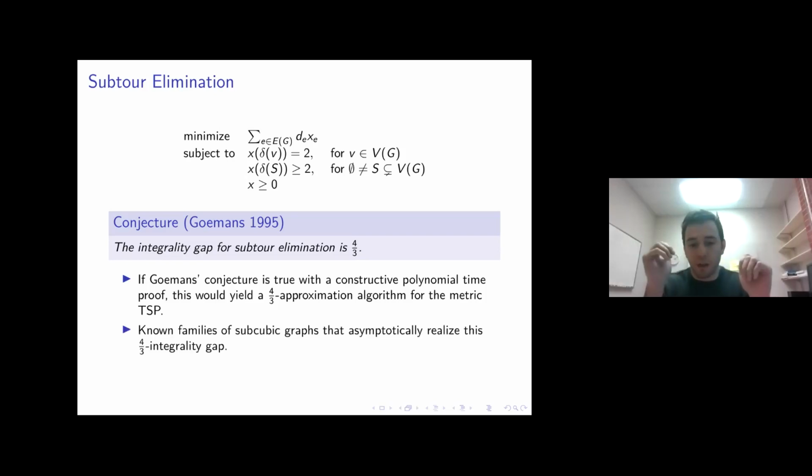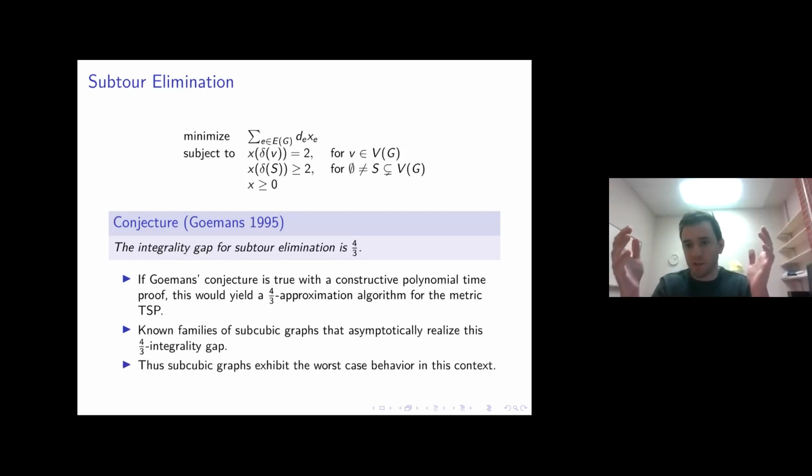And there are known families of subcubic graphs that asymptotically realize this 4/3 integrality gap. So I guess these exhibit the worst case behavior. To try and understand this conjecture better, these are the simplest worst case things you have to deal with. For an example of such a family, you could take 3 paths of equal length and join them at their endpoints, and that family asymptotically reaches this 4/3 integrality gap.